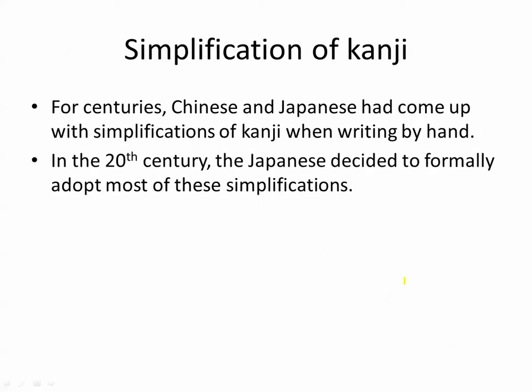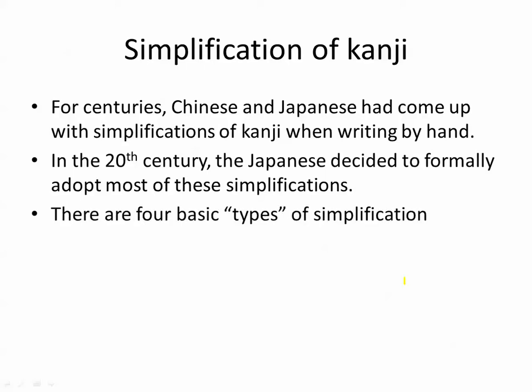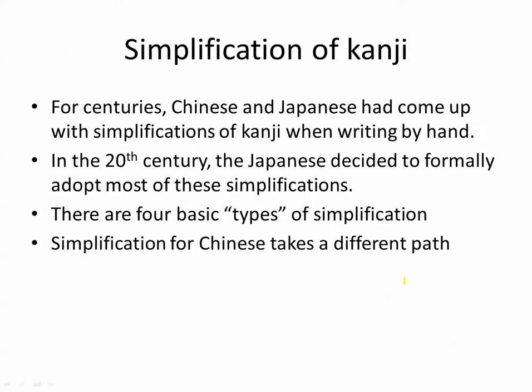In the 20th century, the Japanese decided to formally adopt most of the simplification of kanji. And there are four basic types. There are four basic ways in which a kanji might be simplified, and that's what we're going to be looking at in detail today.